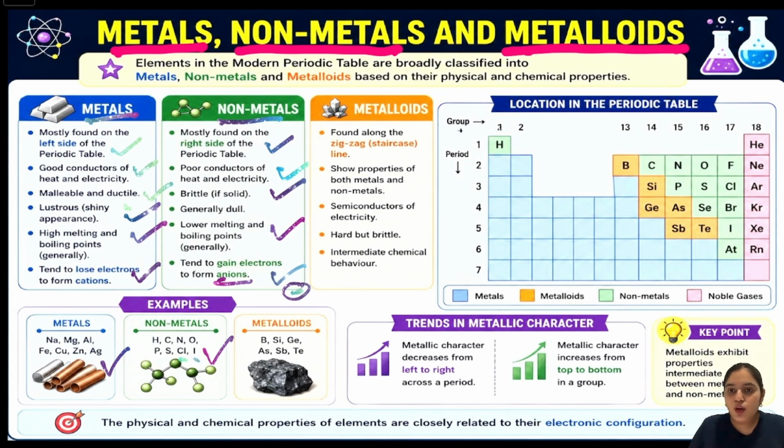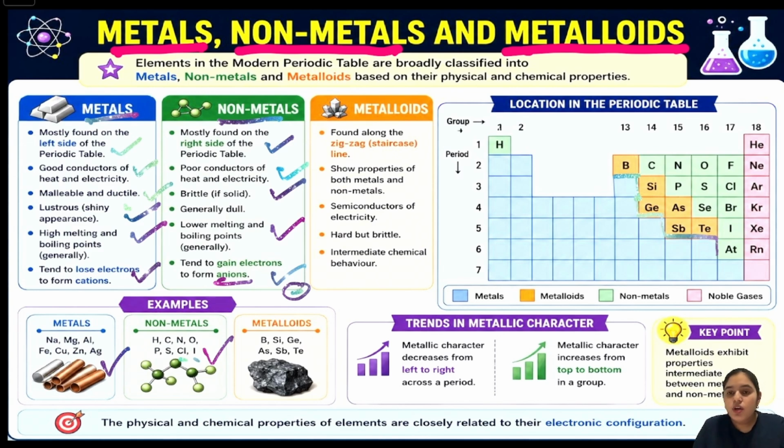Next is metalloids. Between metals and non-metals we have the metalloids. Metalloids are found along the zigzag or staircase line in the periodic table. This is the zigzag line.